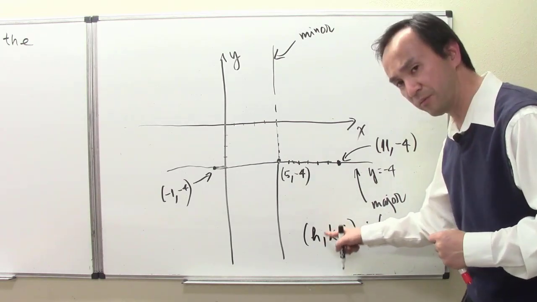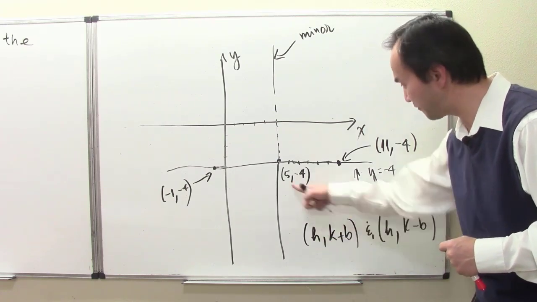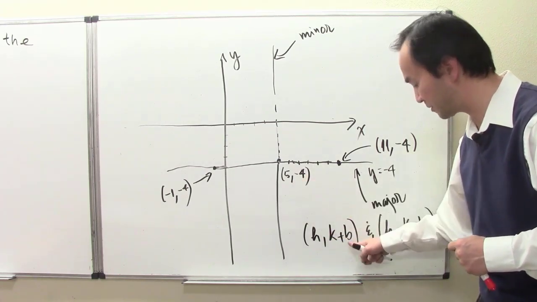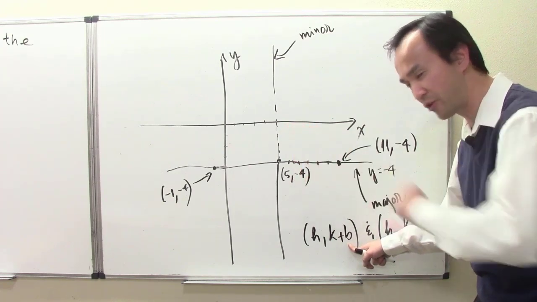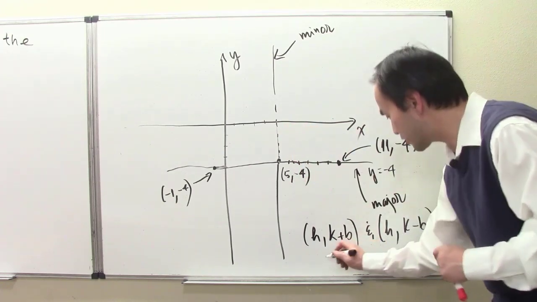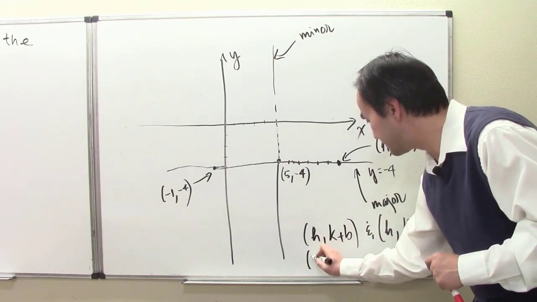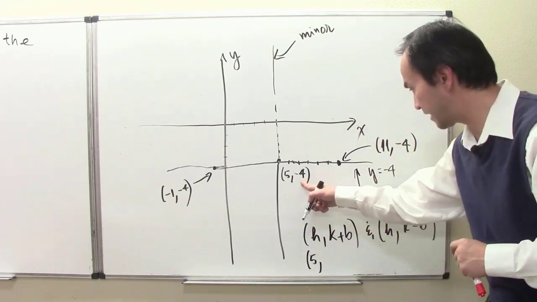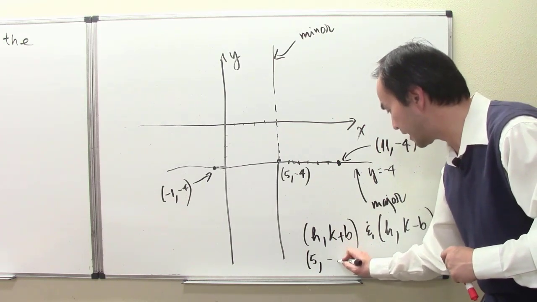Now we have listed h being 5 here, and k being -4, and b equals 3 in our case, as I have written down on the other board. So here I'm looking at 5, comma, -4 plus 3, making it -1.